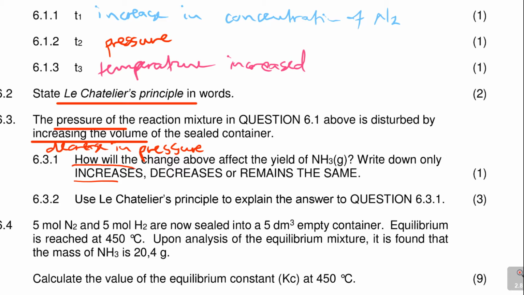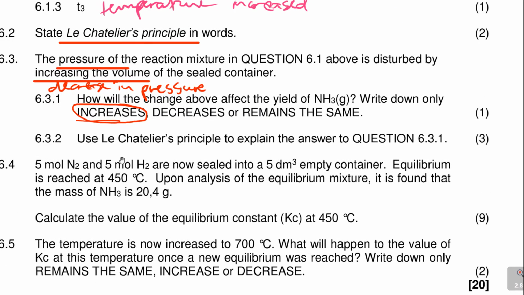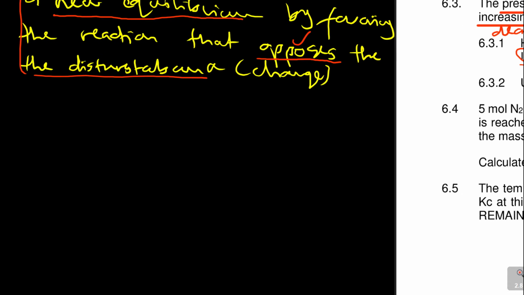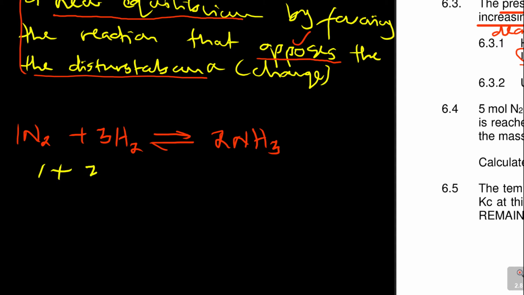So the answer there, it is: the yield of ammonia will increase. And then they say use Le Chatelier's principle to explain question 6.3.1. Remember again, we're saying 1 nitrogen plus 3 hydrogen, all these gases, gives you 2 NH3. But the key thing is the moles. So we are saying 1 plus 3 to get 2, meaning how many moles? 4 moles of reactants, not products, 4 moles of reactants.